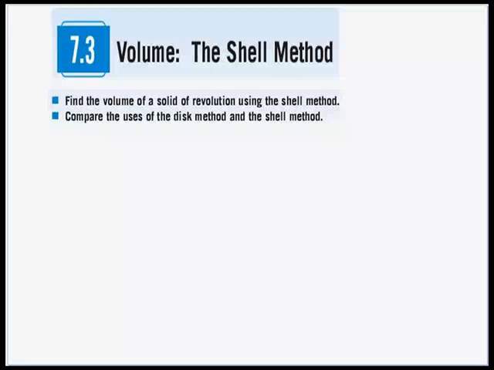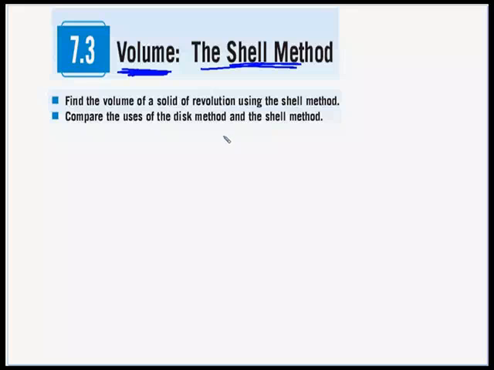Alright, in this video we're going to start section 7-3, and we're still looking at volume, but we have a new method as opposed to the disk or washer methods. Now we have the shell method. So in this section we're going to find the volume of a solid of revolution using this new shell method and compare the uses of the disk method and the shell method. Sometimes one is preferable to the other.